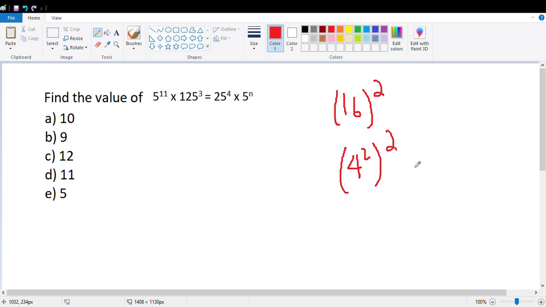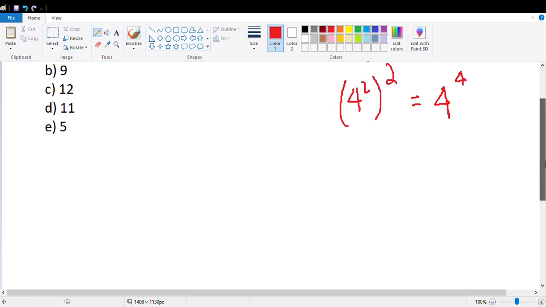The first rule of exponentiation, I think the predominant one here, is that we can simplify this by multiplying these two exponents, the one inside with the 4 and the one outside of everything. I can write this as 4 to the 4th power, because 2 times 2 is 4. That's one of the rules we're going to use in this question.